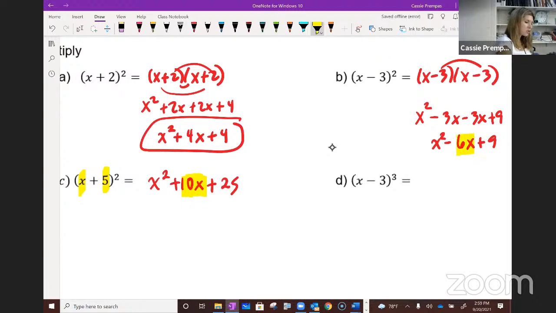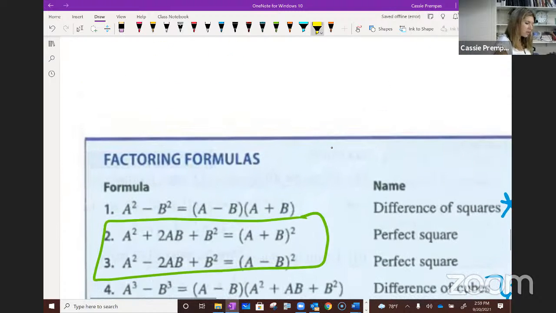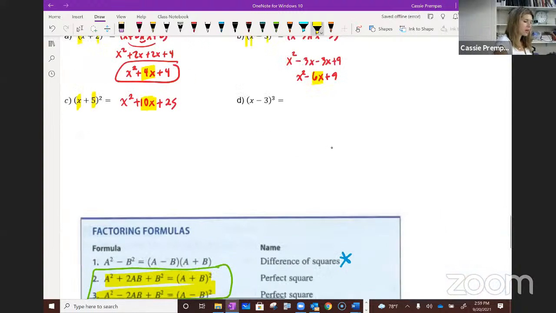Notice 6x, that's 2 times 3x. And this one, 4x, is 2 times 2x. So if you see that pattern, it can just be less work to multiply. And that pattern is in your book. It's here. You don't have to have it memorized. You could FOIL every time.